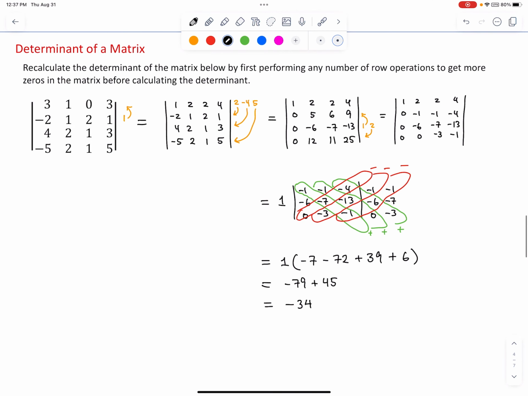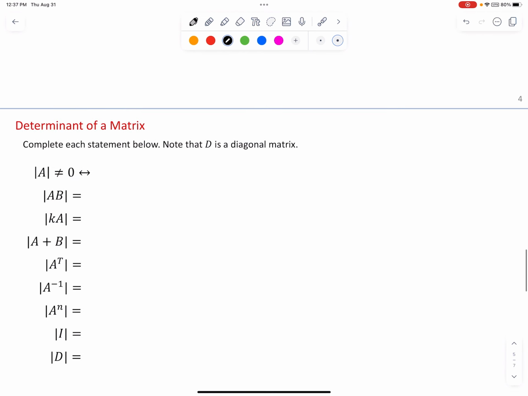All right, so this strategy of getting more 1s and 0s and shrinking the numbers if necessary by using only the third row operation is a great strategy because it can simplify your calculations by hand, and it has no effect on the determinant of the matrix. Let's go to the next slide.